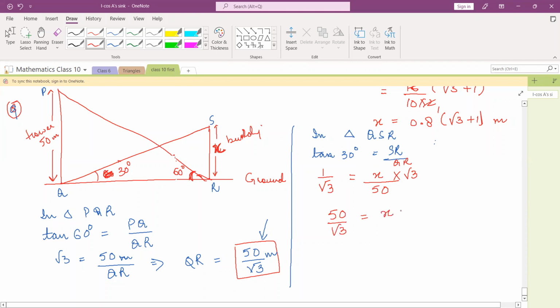And here you will be left with x into under root 3, right? Now in the next step, this under root 3 will come in the denominator. So you will get 50 by under root 3 into under root 3 is equal to x. Now is it clear? So 50 by 3 is equal to x, a meter obviously. Sarah asks: can you explain me again, like what is perpendicular and all?